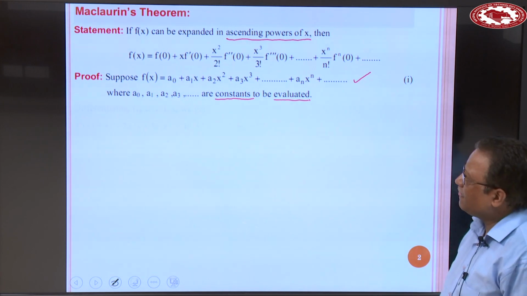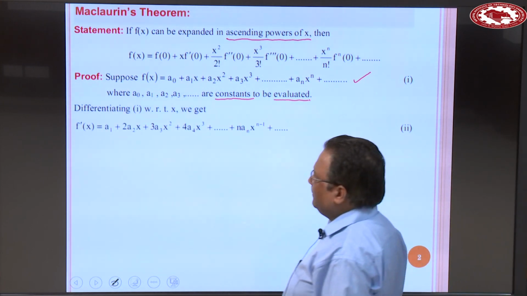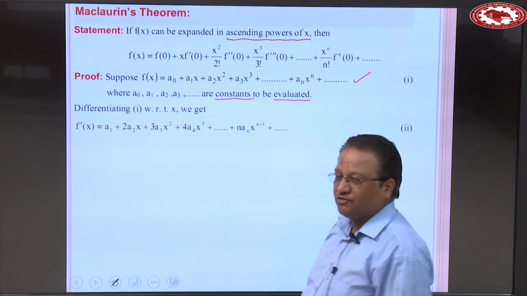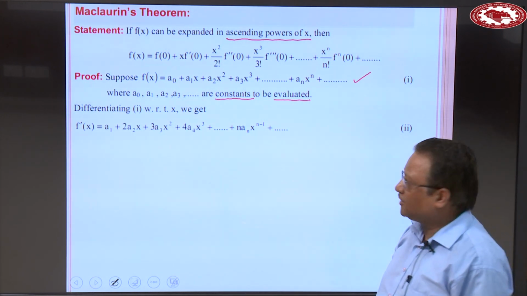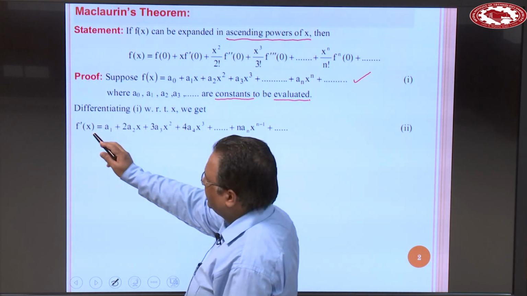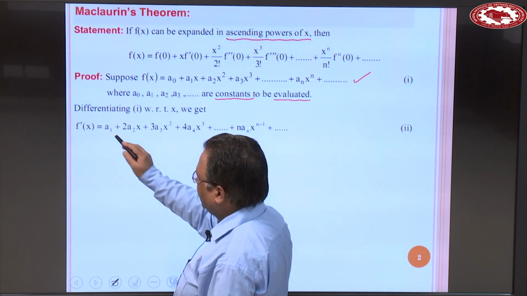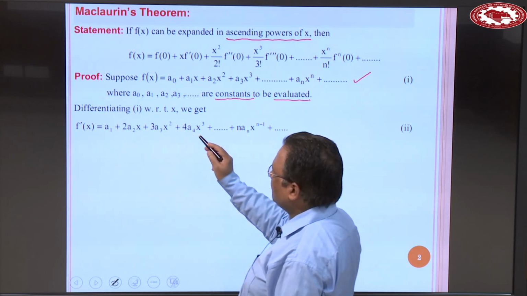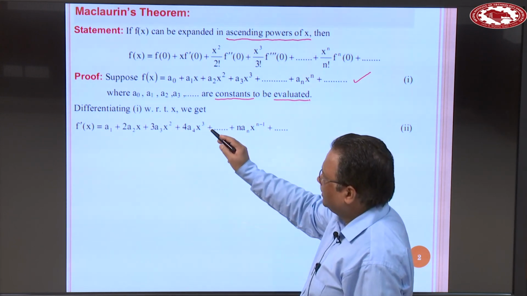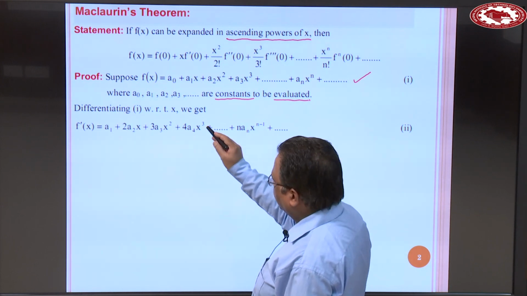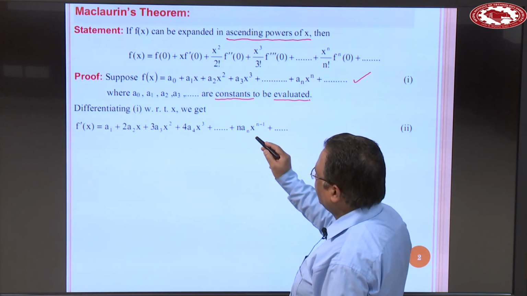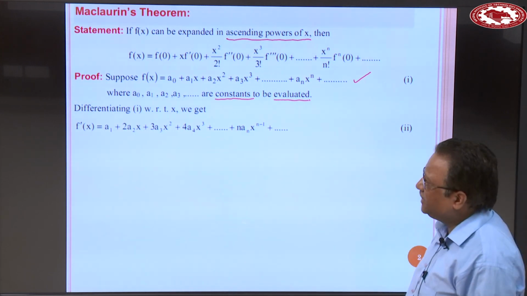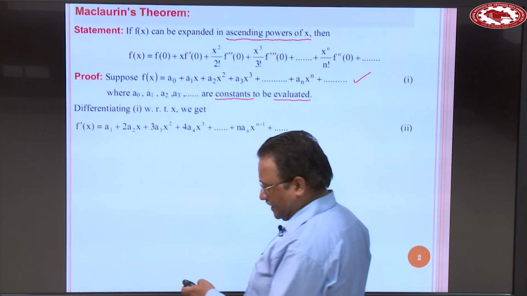Okay. Now, how can we evaluate all these constants? So, differentiating 1 with respect to x, we obtain f'(x) is equal to a1 plus 2a2x plus 3a3x squared plus 4a4x cubed plus and so on, n an x to the power n minus 1 and plus so on. So, when you differentiate, you will get this type of result.